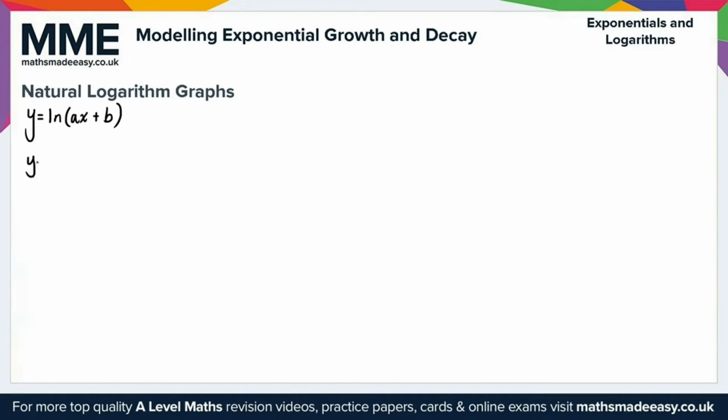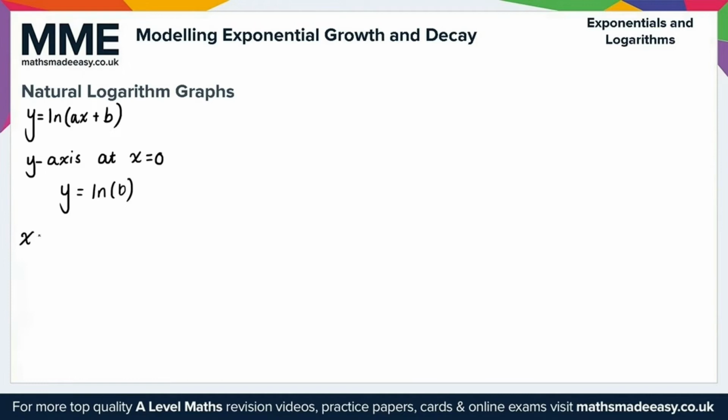For the y-axis, this is at x equals 0. In that case we simply replace x with 0, and that gives us our y-intercept at y equals the natural logarithm of b. Hopefully nice and straightforward. And where it intercepts the x-axis is when y equals 0.